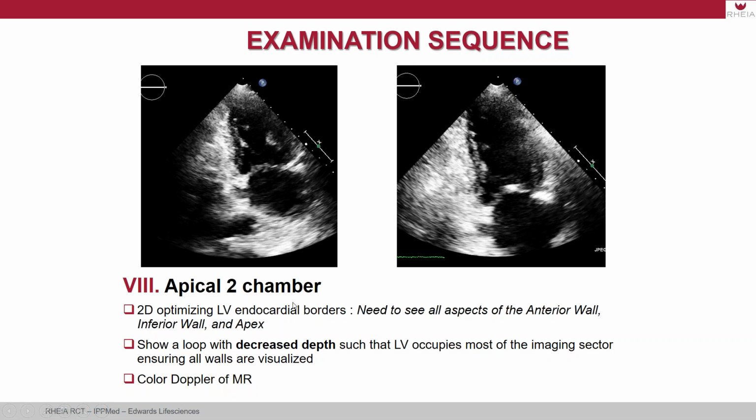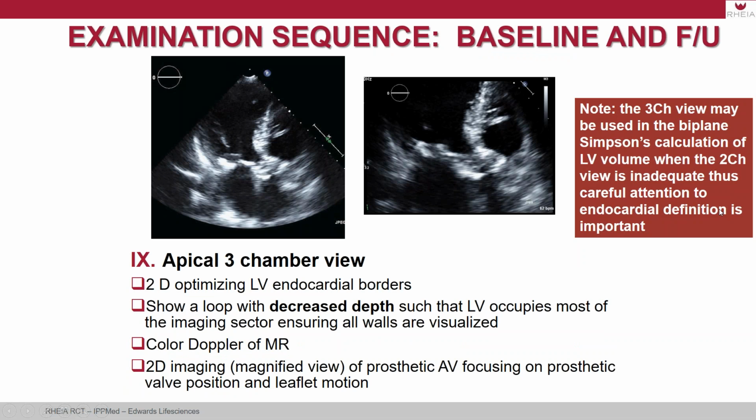Apical 2-chamber is another one that we use for the LVEF by biplane Simpson, as you know. So again, we need a good view focused on the left ventricle. Again, trying to avoid foreshortening, and also you can do, of course, color Doppler in the mitral valve.